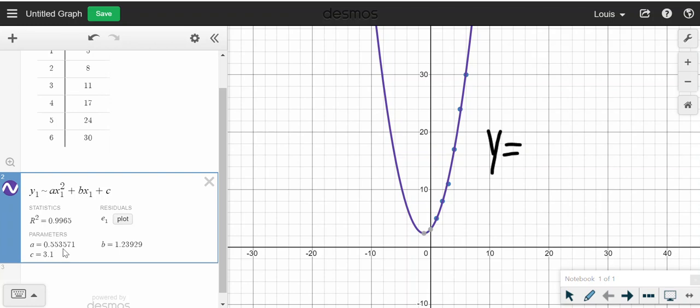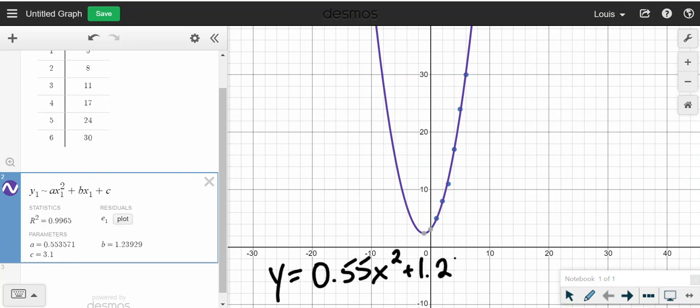So I'm going to use y equals, that's my a, or my leading coefficient. I'm going to have to write this smaller. y equals 0.55 x squared, I'm going to do the hundredths place again, plus 1.24x plus 3.10. That is my curve of best fit.